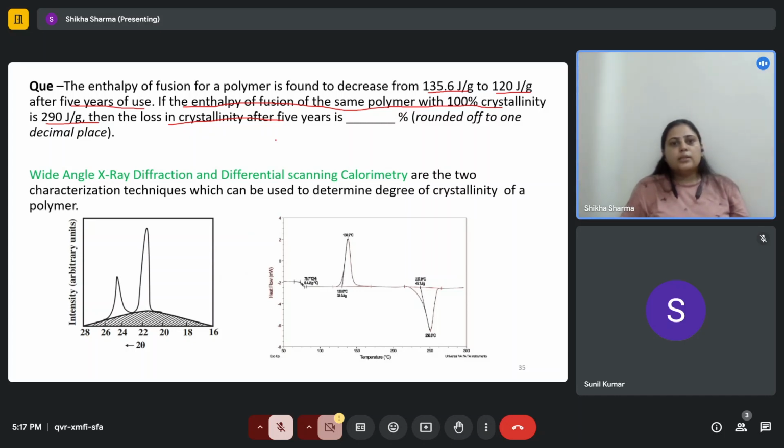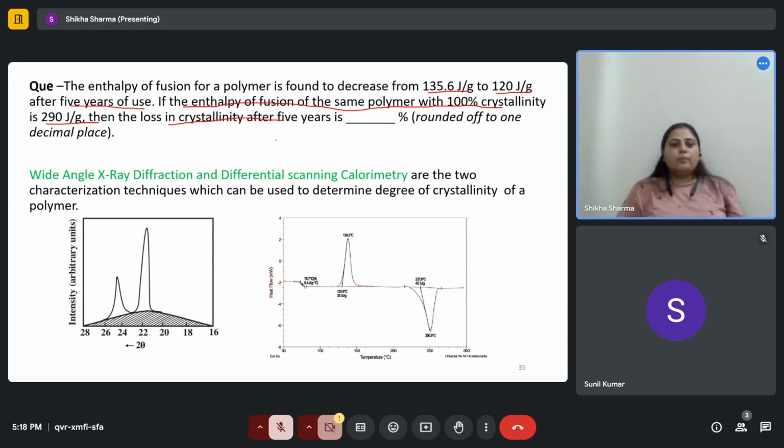Then it is saying that we need to understand how much of the crystallinity is lost in the 5 years, right? And it is given that the enthalpy of fusion of the same polymer with 100% crystallinity, when it is 100% crystalline, is 290 joule per gram.